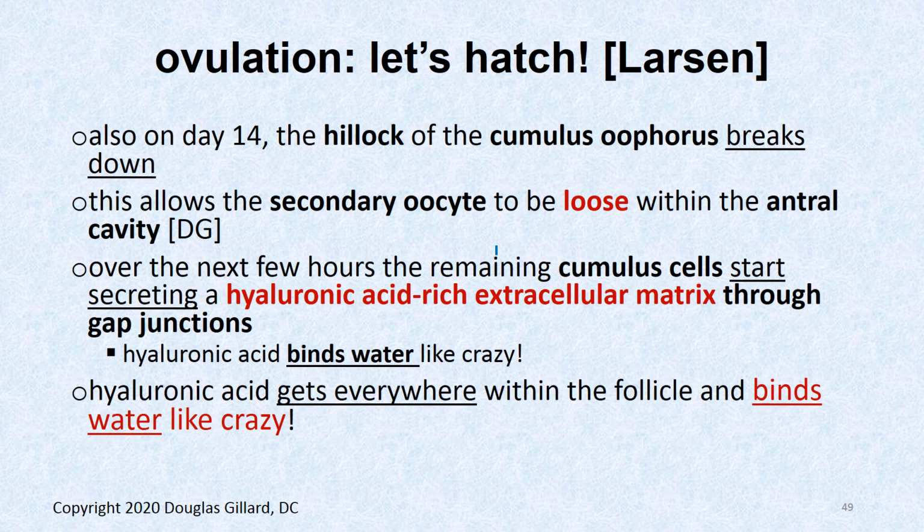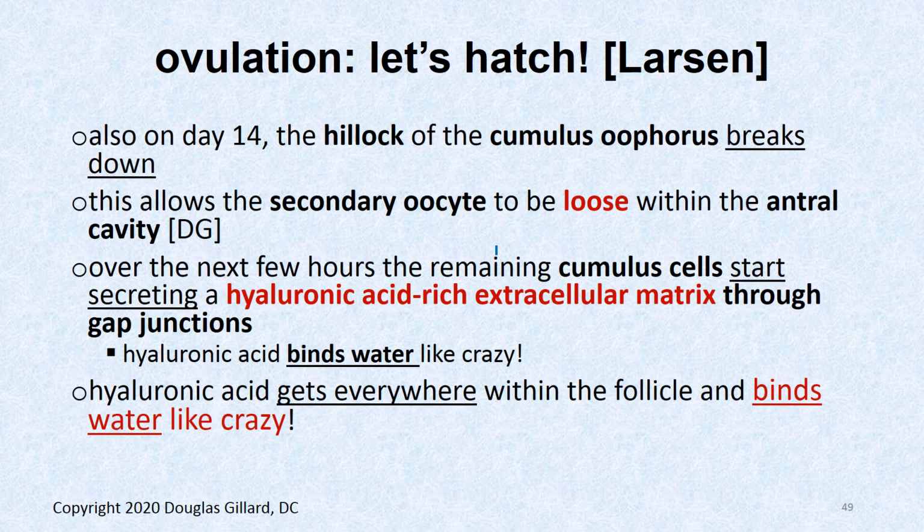All right, let's hatch. So on day 14, that cumulus oophorus breaks down. The hillock of the cumulus oophorus, or that little stalk, will break, and the secondary oocyte is loose and floating around in the antral cavity.